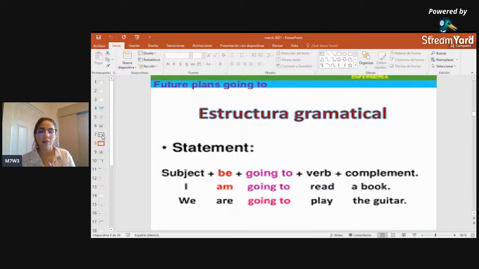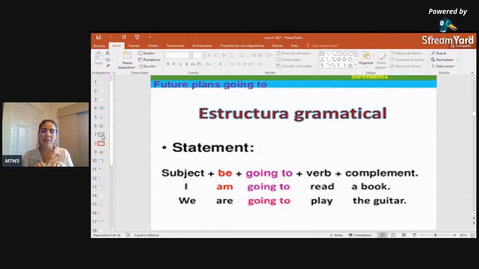Recuerden, si vamos a hacer oraciones con el going to, debemos de utilizar el auxiliar verb to be después del pronombre personal. Y nos quedaría I am. After that, we include going to, que es voy a, o vamos a, o van a, dependiendo del pronombre. After this, we have the verb in the base form. Después incorporamos el verbo con su forma base después de going to. And finally, we have the complement. Después tenemos el complemento.